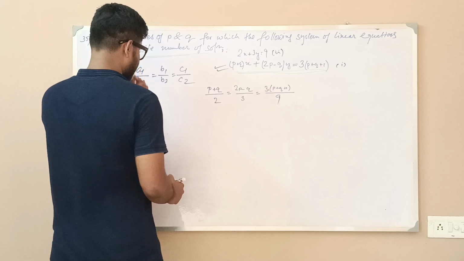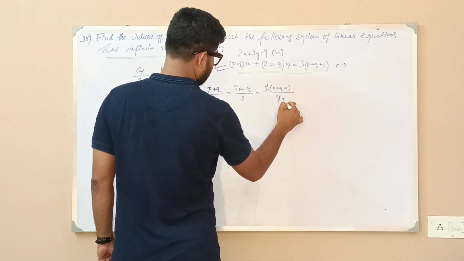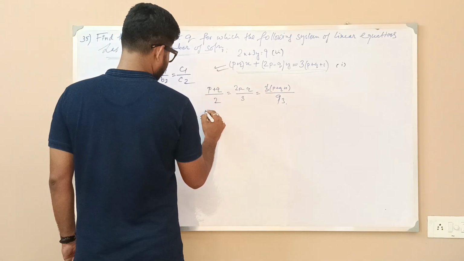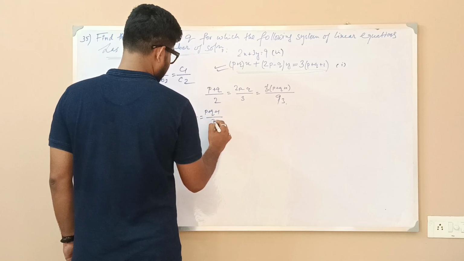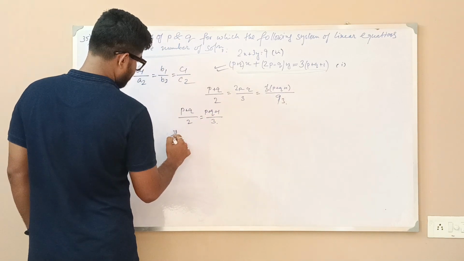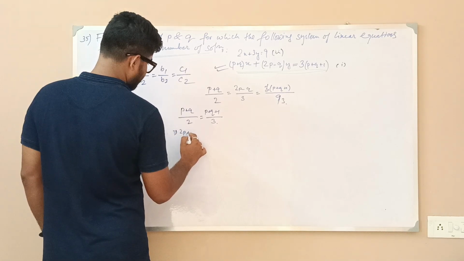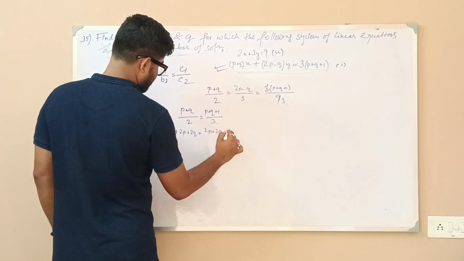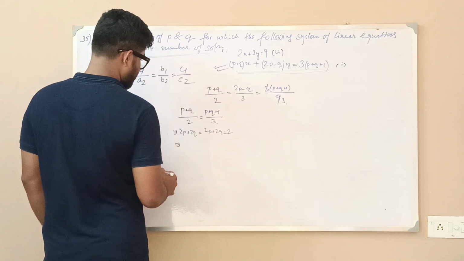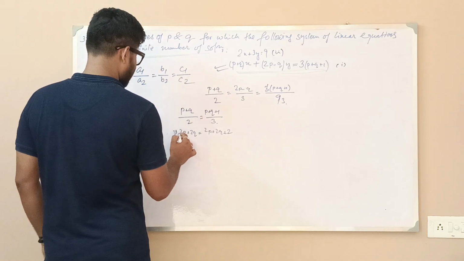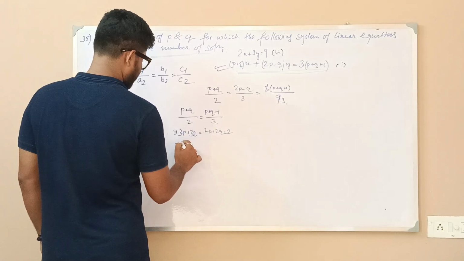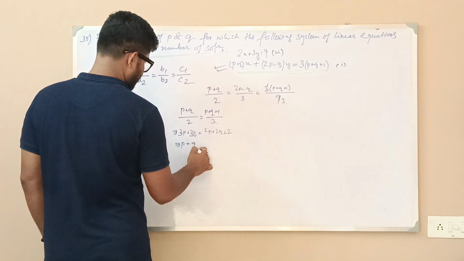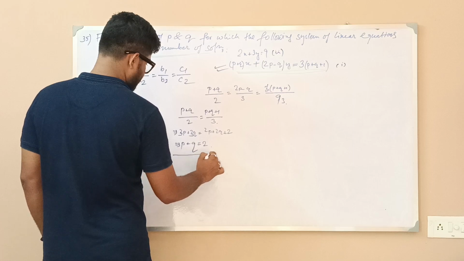Okay. So P plus Q by 2 equals to P plus Q plus 1 by 3. So 2P plus 2Q equals to 2P plus 2Q plus 2. Actually it would be 3P 3Q. So it would be 3P minus 2P would be P plus 3Q minus 2Q would be Q equals to 2.